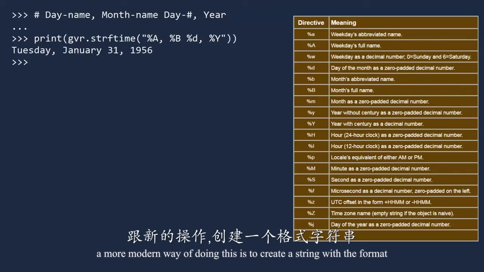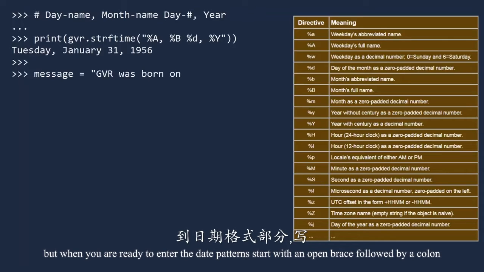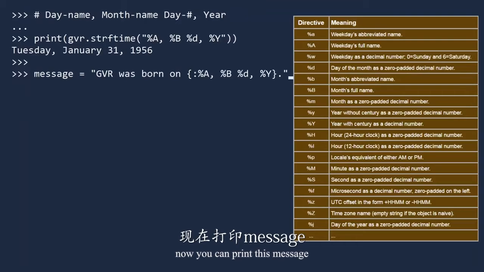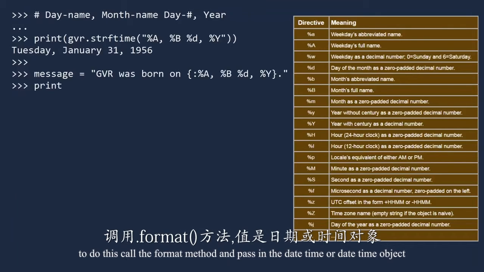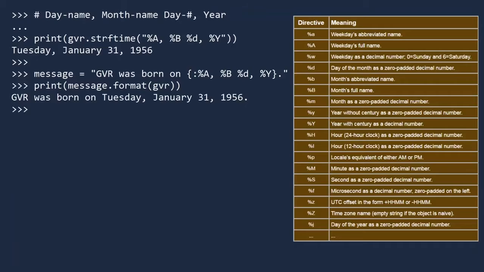A more modern way of doing this is to create a string with the format. You can enter any text that you like, but when you are ready to enter the date pattern, start with an open brace followed by a colon. Now you can print this message. To do this, call the format method and pass in the date, time, or datetime object. That is indeed a well-formatted message.